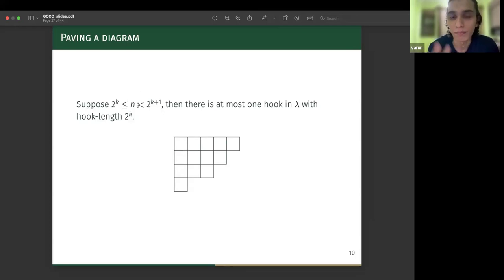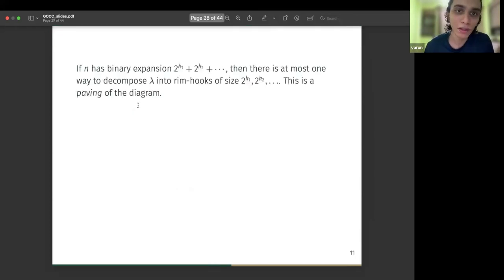So yeah, let's assume that this is true, that there is at most one hook in the diagram that has hook length 2 to the k. So now if n has binary representation 2 to the k1 plus 2 to the k2 and so on, then there is at most one way to decompose lambda into rim hooks of size 2 to the k1, 2 to the k2, and so on.